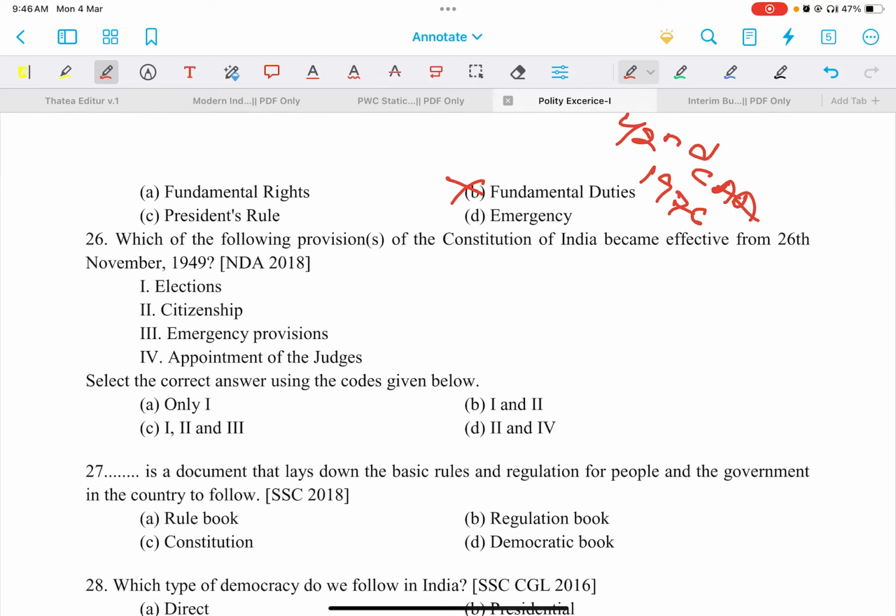Which of the following provisions of the Constitution of India became effective from 26th of November?